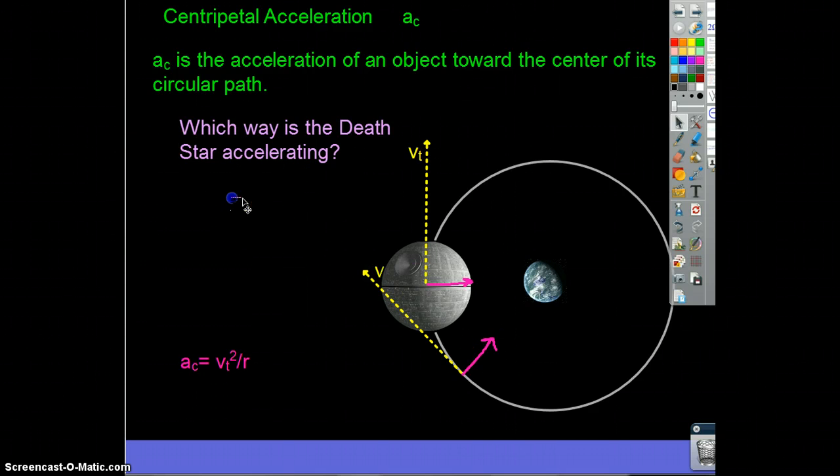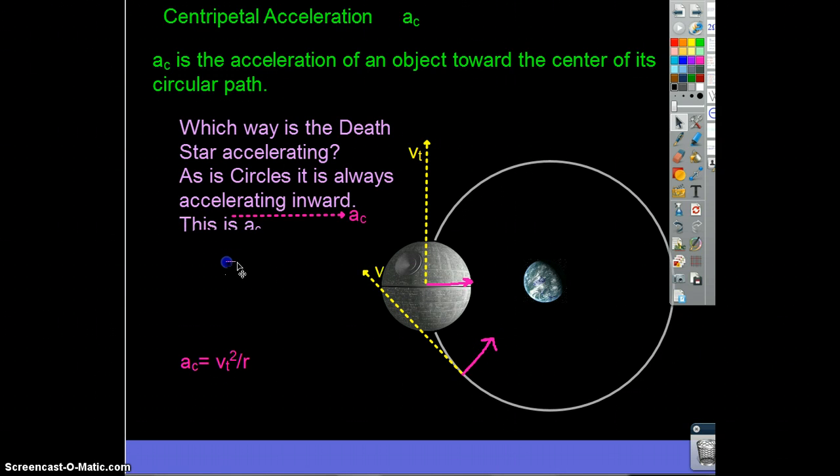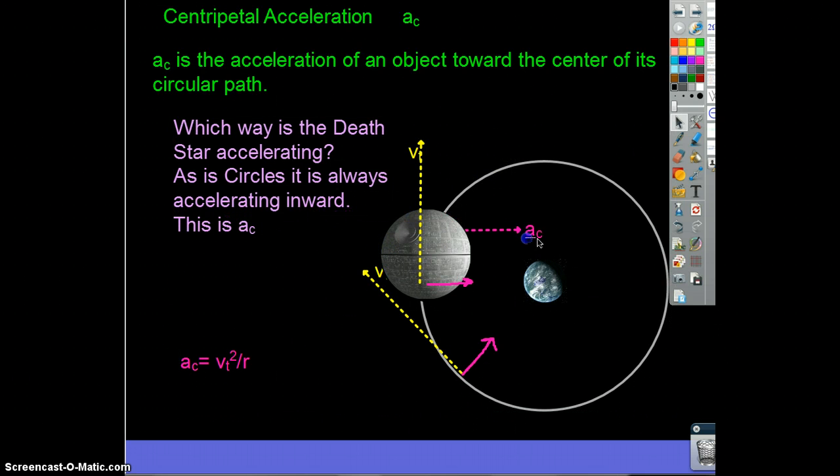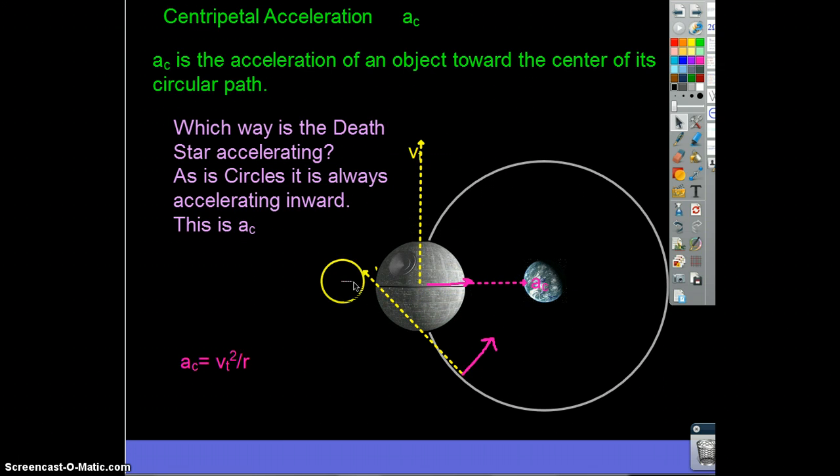So which way is the Death Star accelerating? As it circles, it is always accelerating inward. This is centripetal acceleration. Right there. That's what it is. It's always inward.